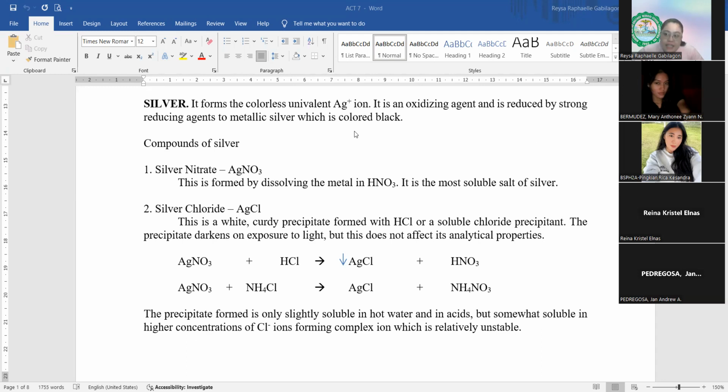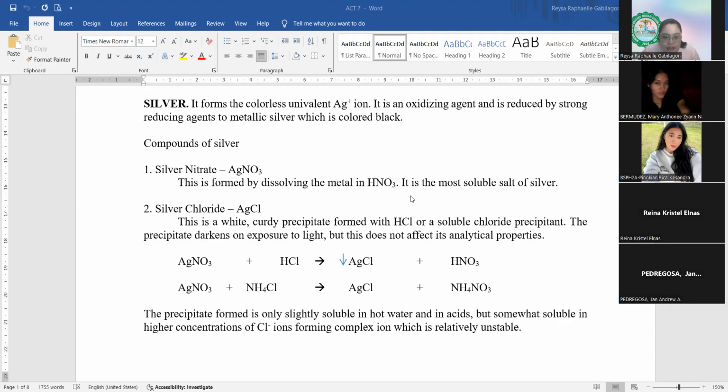So, it's an oxidizing agent. When we say silver is an oxidizing agent, it will cause oxidation of other substances or other metals. But once silver oxidizes the others, it is the one that gets reduced. It is reduced into metallic silver, which is color black. When the silver ion is reduced, it becomes silver without the charge, so it's metallic silver, which is black. That is what happens to your silver jewelry, for example. When it turns black, it means it is being reduced into metallic silver.